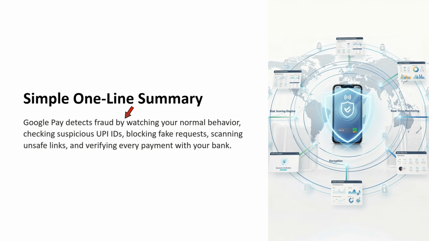The summary is: Google Pay detects fraud by watching your normal behavior, checking suspicious UPI IDs, blocking fake requests, scanning unsafe links, and verifying every payment with your bank.